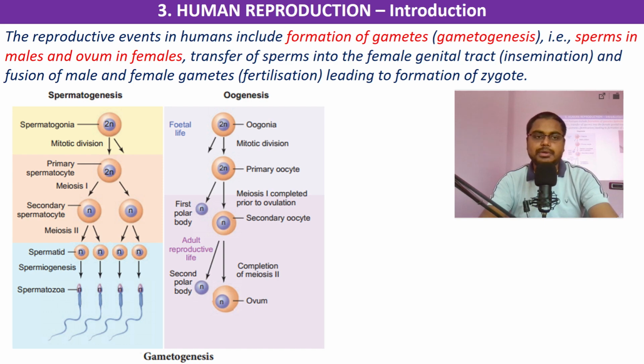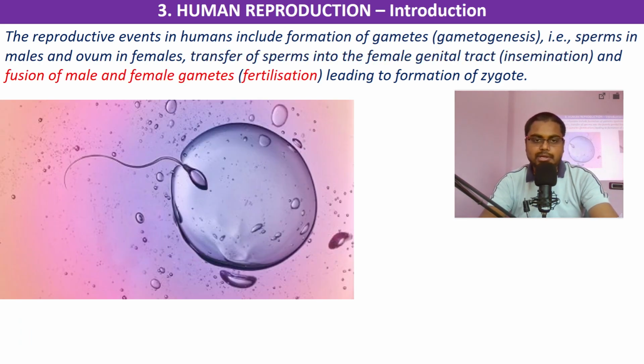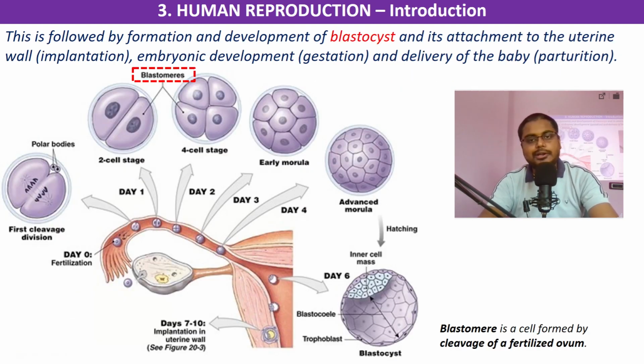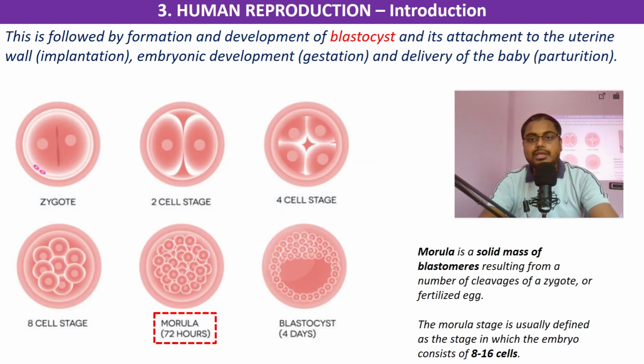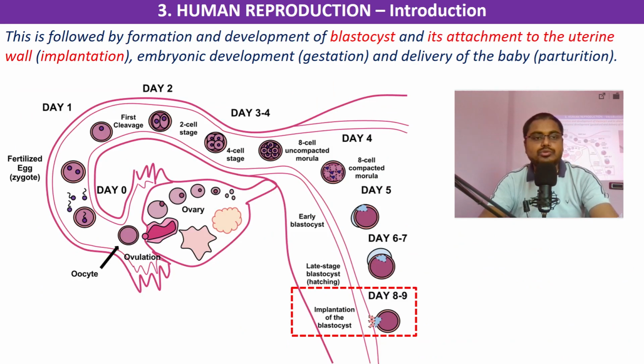That is the sperms in males and the ovum in females. The transfer of sperms into the female genital tract, that is insemination, and the fusion of the male and the female gamete, that's fertilization, which leads to the formation of a zygote. This is followed by the formation and development of blastocyst, जो कि हम लोग डिटेल्स में कर लिए हैं, blastocyst क्या होता है. ठीक है, and then its attachment to the uterine wall, that is known as implantation.